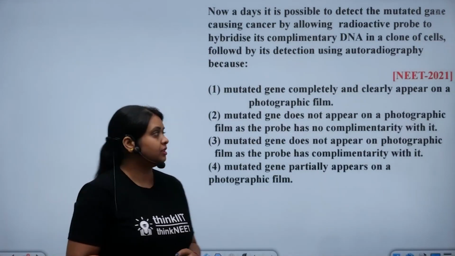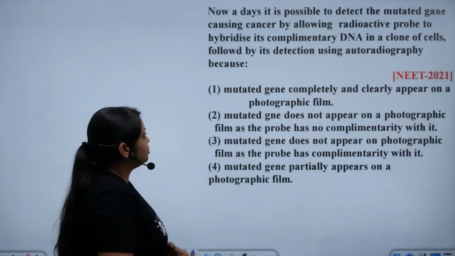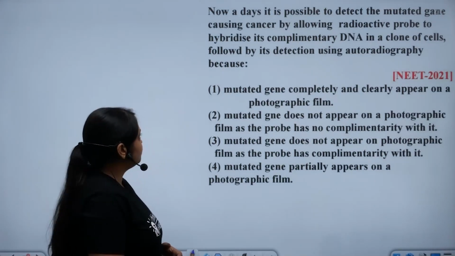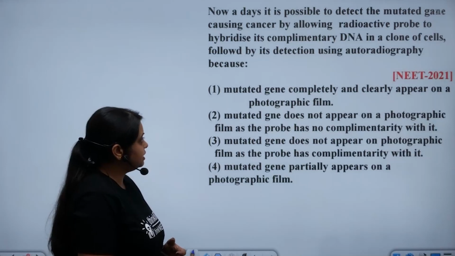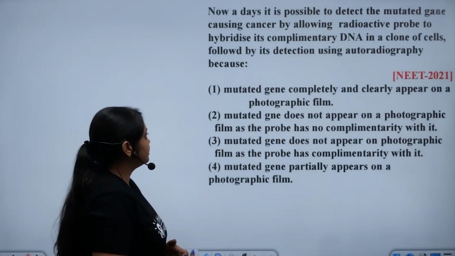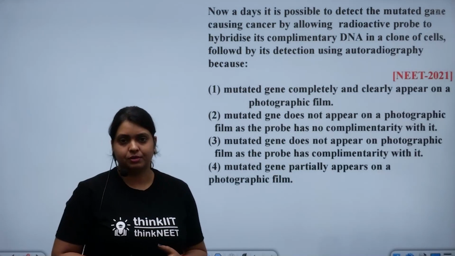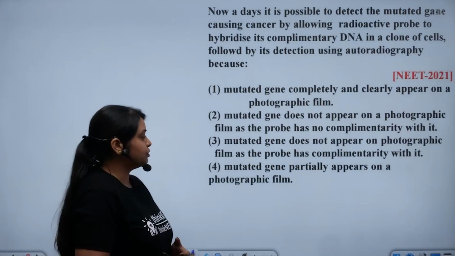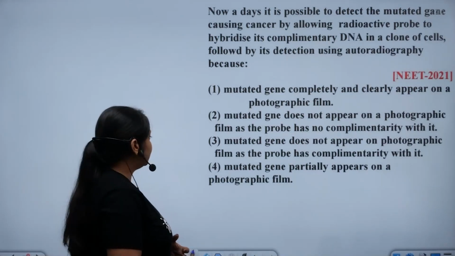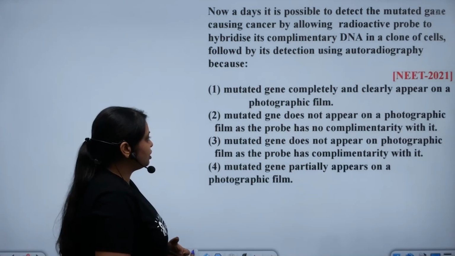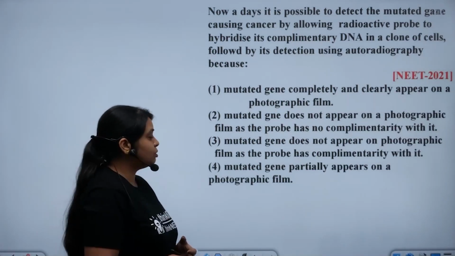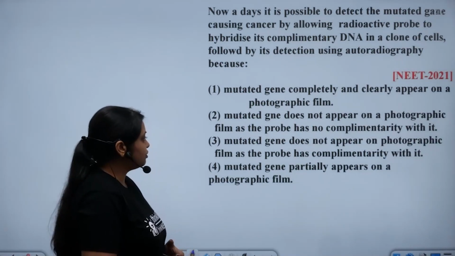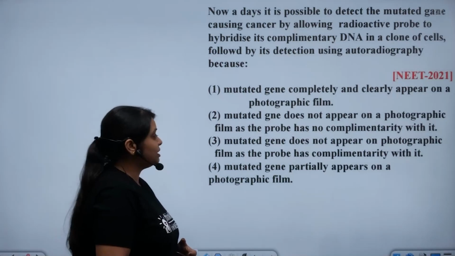Over to our next question, that is, nowadays it is possible to detect the mutated gene causing cancer by allowing a radioactive probe to hybridize to its complementary DNA in a clone of cells, followed by its detection using autoradiography, because option first, the mutated gene completely and clearly appears on a photographic film. No. Second, the mutated gene does not appear on a photographic film as the probe has no complementarity with it. Yes, it is true.